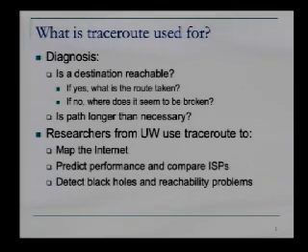At University of Washington, we use Traceroute to map the internet. We have a system for predicting performance. We compare ISPs. A couple years ago, I was at NANOG when it was in Bellevue, and I talked about a preliminary version of my system called Hubble, which detects black holes and reachability problems.